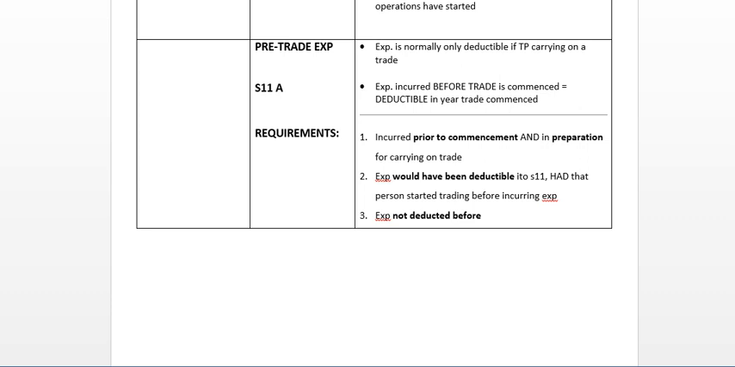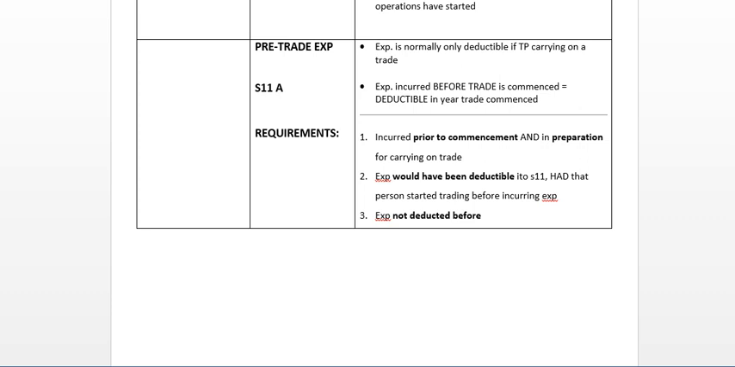So pre-trade expenditure is normally only deductible if the taxpayer is carrying on a trade. Expenditure incurred before trade has commenced is deductible in the year trade commenced. So in other words, those are any expenditure made before any income was produced. So in other words, it is in preparation of your income. Okay, so that's section 11A, and that's also something we're going to have a look at a bit later.